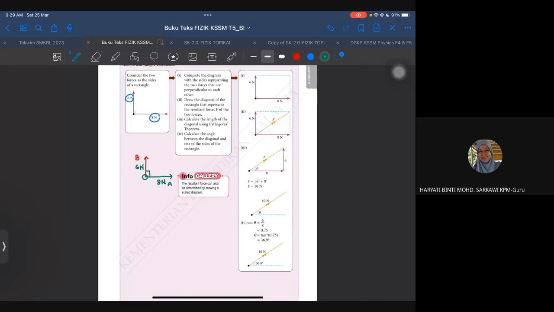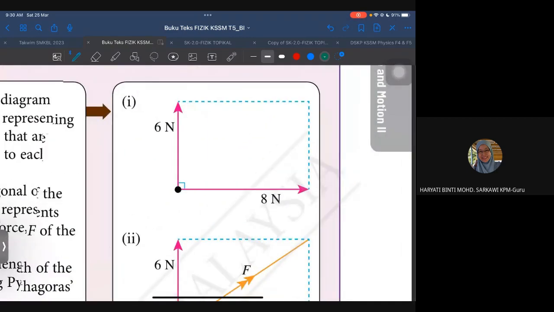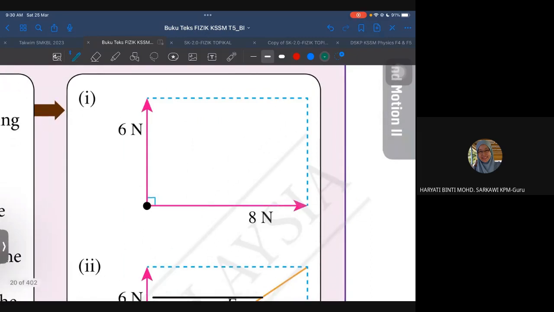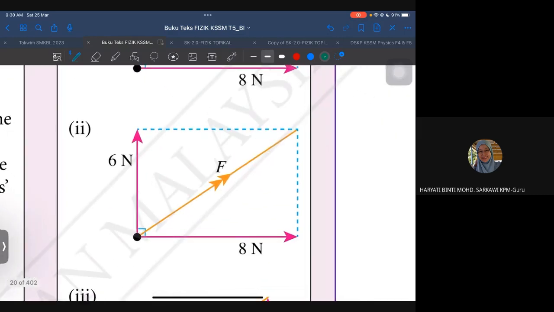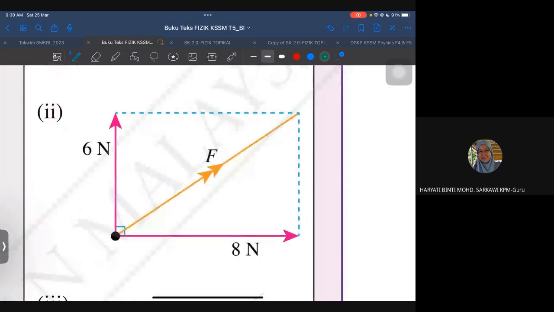There are two ways. One is by using a diagram, another one is by calculation. A simpler one will be using a diagram. Look at this, so now you can visualize already. The 6 Newton here and 8 Newton are the forces acted by two boys on a ball. The direction is like that. We want to determine the resultant force acting on the ball when two forces act like this. When it is 90 degrees like this, what you can do is draw a diagram like this. So you have a rectangle.